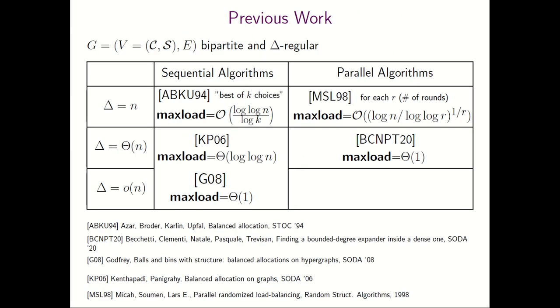In this table, we try to summarize the previous main work on this problem, and we classify them according to the degree of the graph G and to the type of the algorithm. As we can see in the table, there is no previous work about a parallel algorithm which solves the load balancing problem with a non-dense underlying graph. So when the degree of the graph is a sublinear function of n.